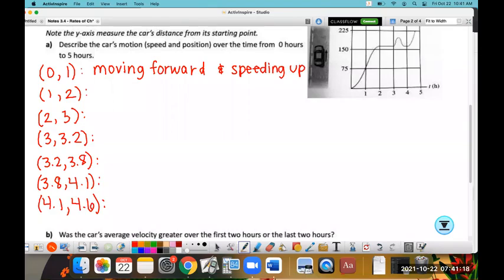And I do highly suggest that you pause this and kind of double check every interval as I go. Don't wait until the very end, but just every single interval I do, pause it and see if you can figure out the position and the speed.